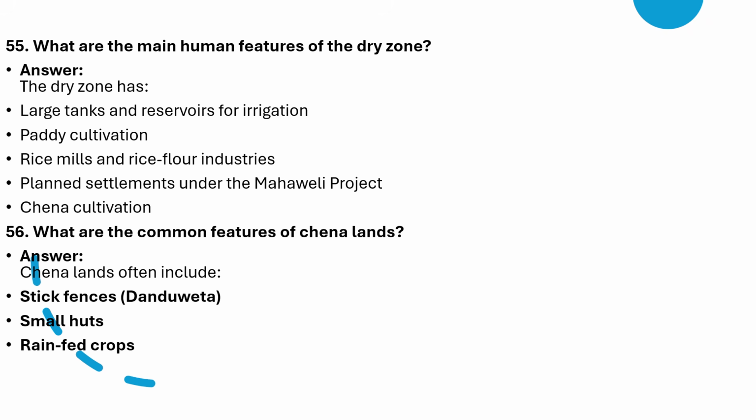What are the main human features of the dry zone? Large tanks and reservoirs for irrigation, paddy cultivation, rice mills and rice flour industries, planned settlements under the Mahaweli project, Chena cultivation. What are the common features of Chena lands? Chena lands often include stick fences, small huts, and rain-fed crops.